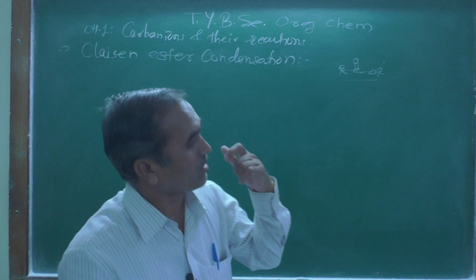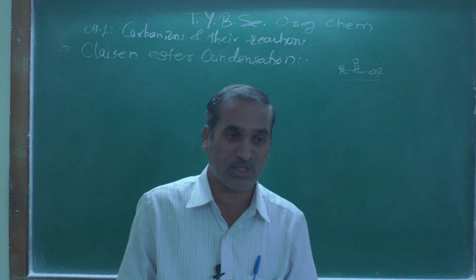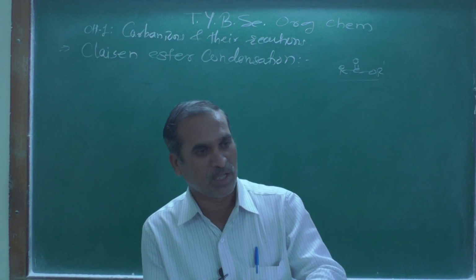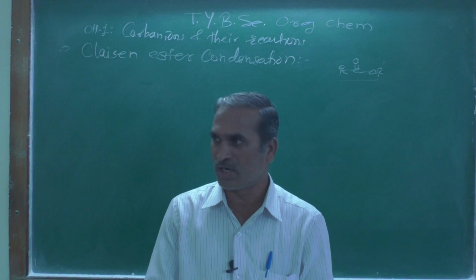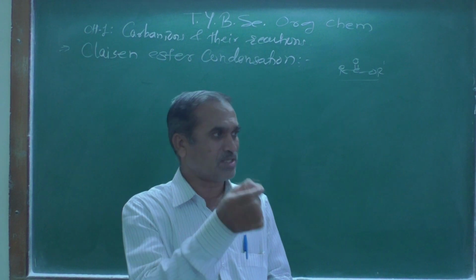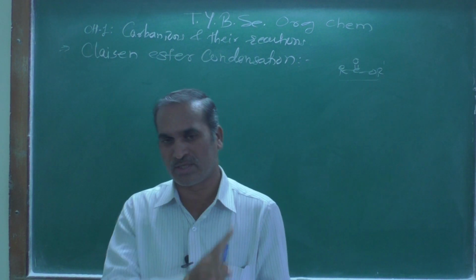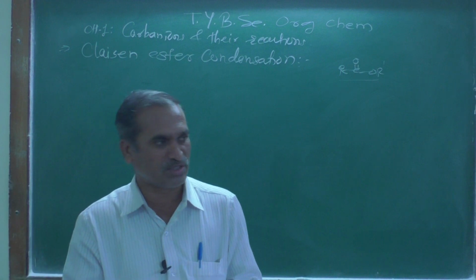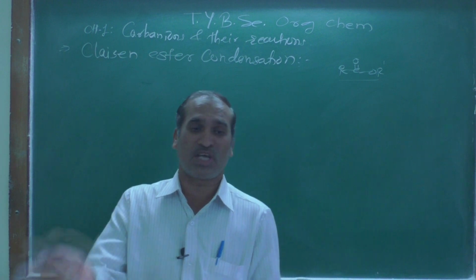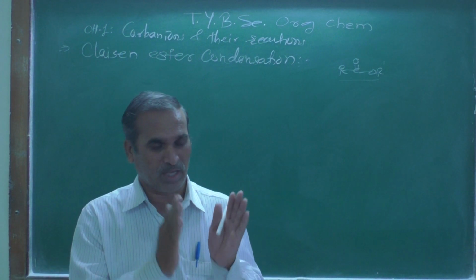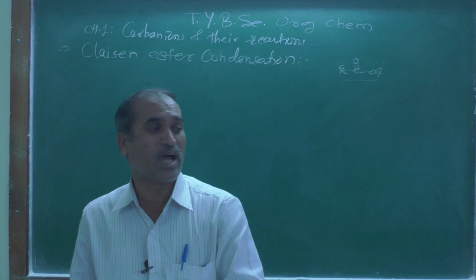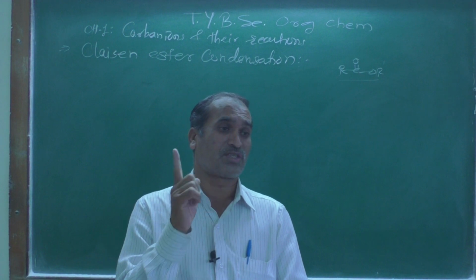What does Claisen ester condensation actually mean? It is similar to the aldol condensation reaction. Here also there are three types. Number one is the simple Claisen ester condensation. Number two is called the crossed Claisen ester condensation. And the third one is the intramolecular condensation, but that is not called Claisen ester condensation.